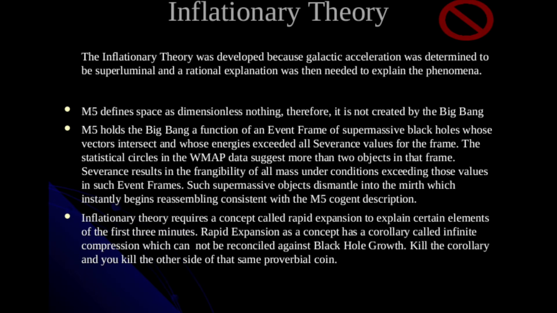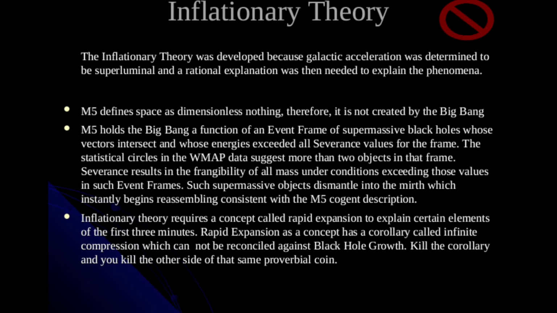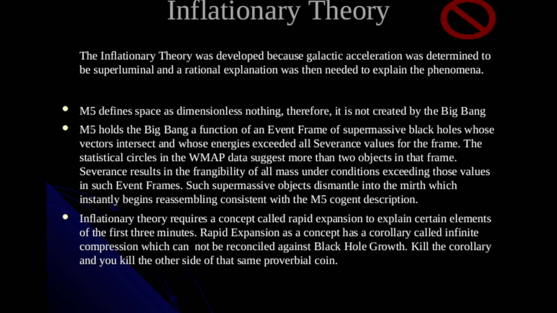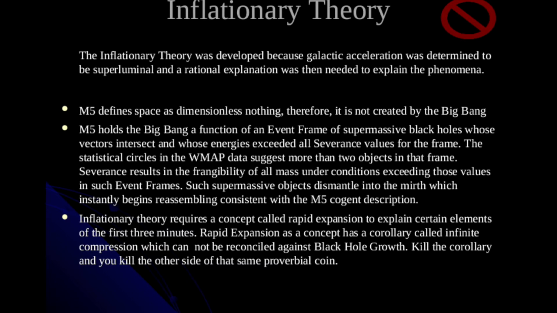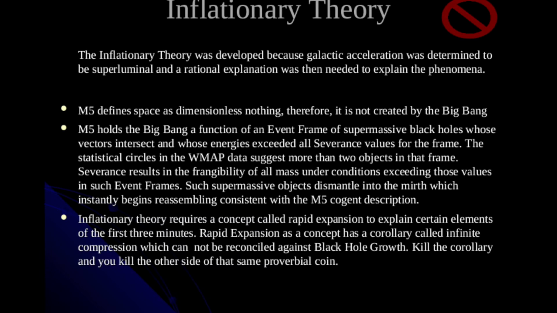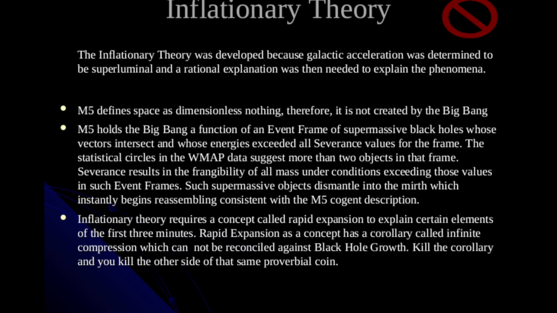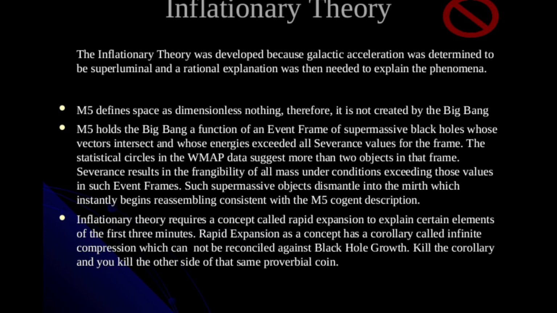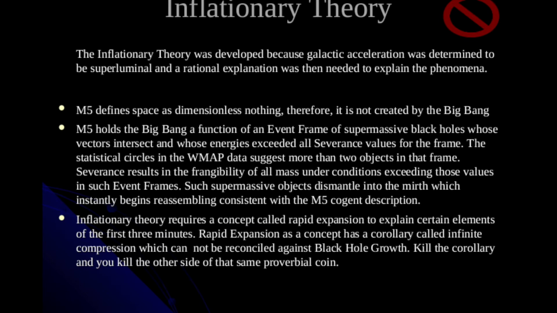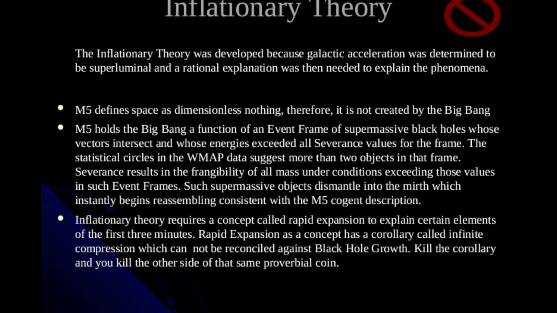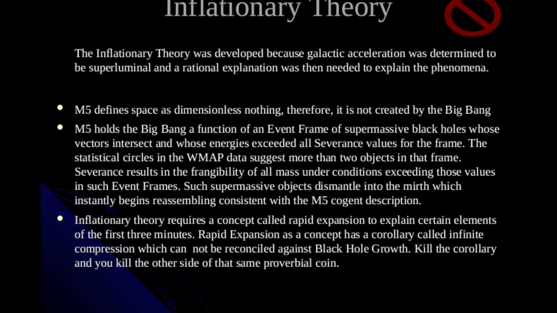Severance results in the frangibility of all mass under those conditions exceeding those values in such event frames. Such supermassive objects dismantle into the mirth, which are MBPs, which instantly, because it's the intrinsic nature of the MBP that we derive the fundamental entanglement function limited by severance. And in this event, they instantly begin reassembling consistent with the M5 cogent description that's up on the website, SolREI.co. Just go there and search for M5. You'll find it.